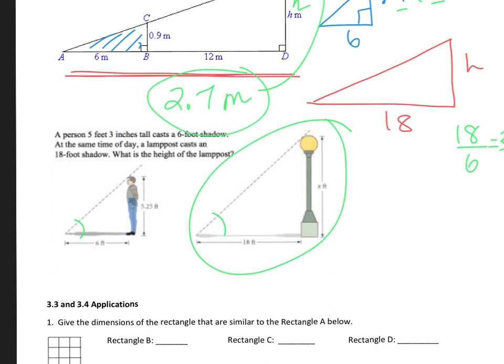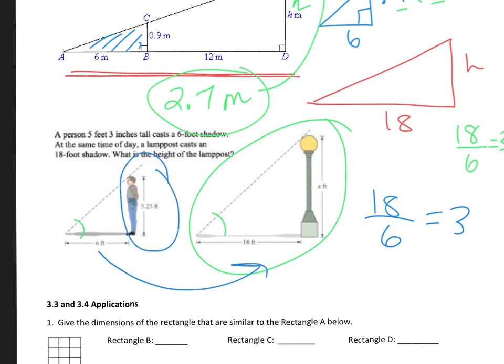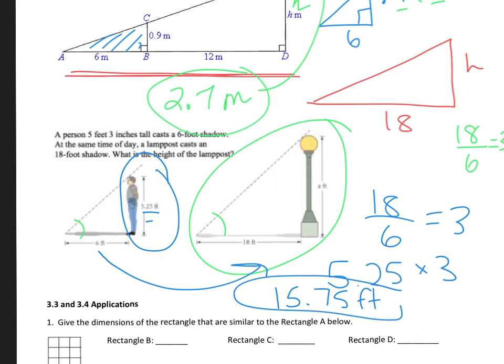I'm going from 18 to 6. So my scale factor is going to be 18 divided by 6, which is 3. So my scale factor to go from here to here is 3. That means I need to multiply 5.25 times 3, which is 15.75 feet. Make sure to put a unit, because we're talking about a word problem. So the height is 15.75 feet.